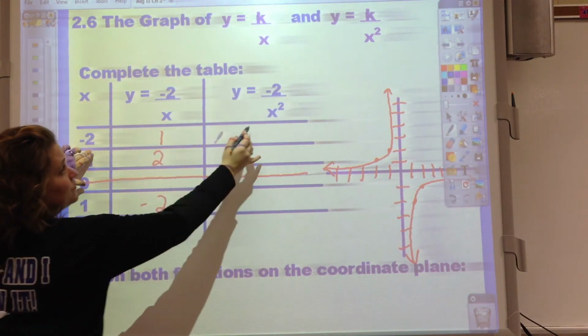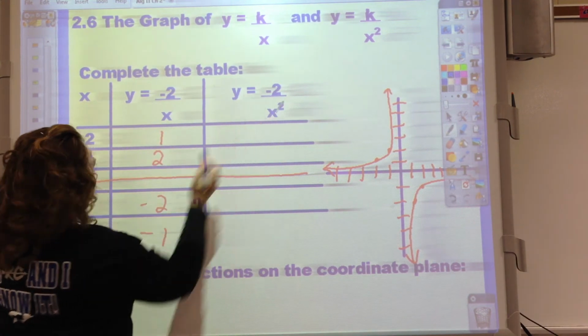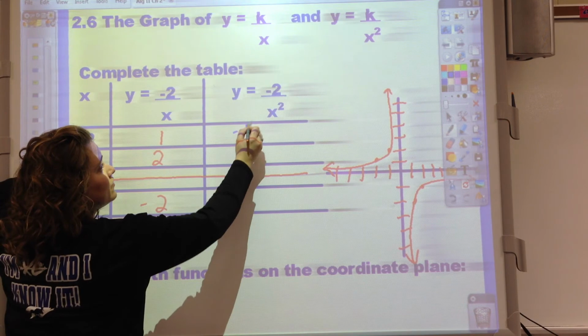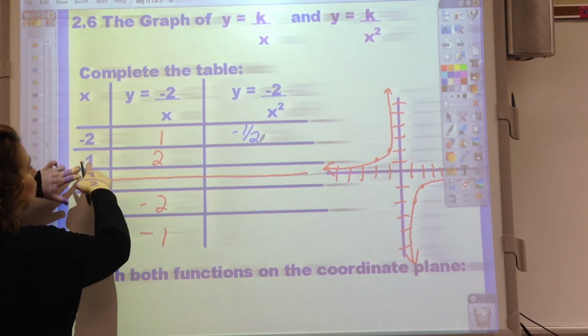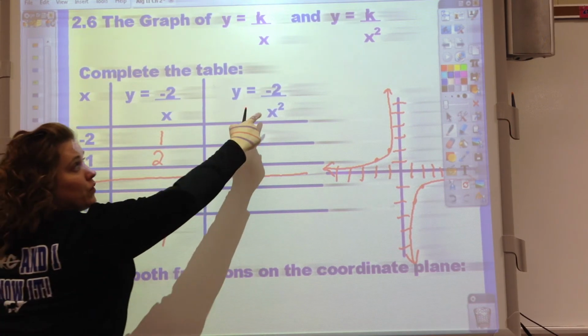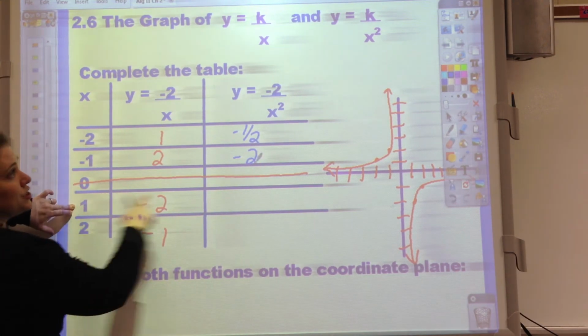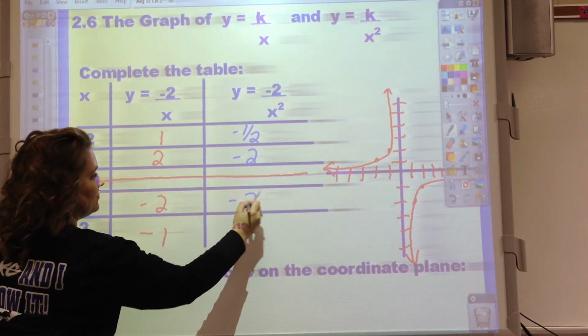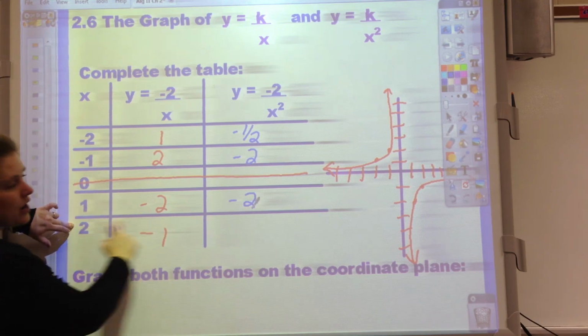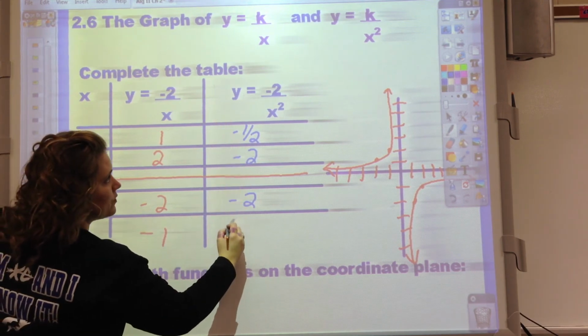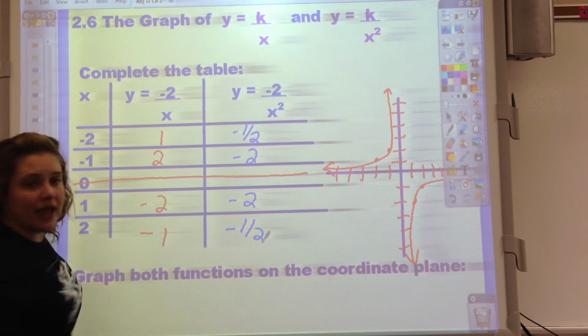When x is negative 2, I square it, get positive 4, and I get a negative 1 half. When x is negative 1, I square it, get positive 1, I get negative 2. Now when x is 1, I square it, I get negative 2. When x is 2, I square it, get 4. Negative 2 divided by 4 is again a negative 1 half.